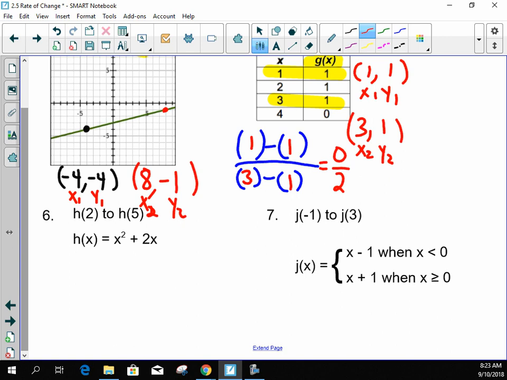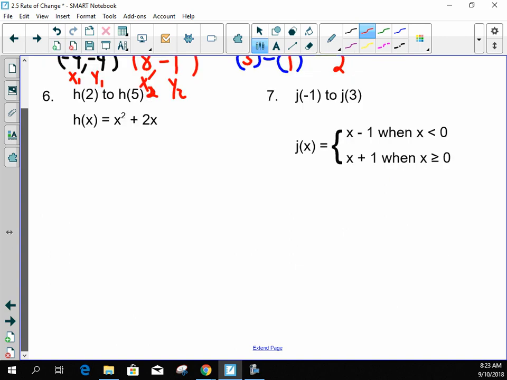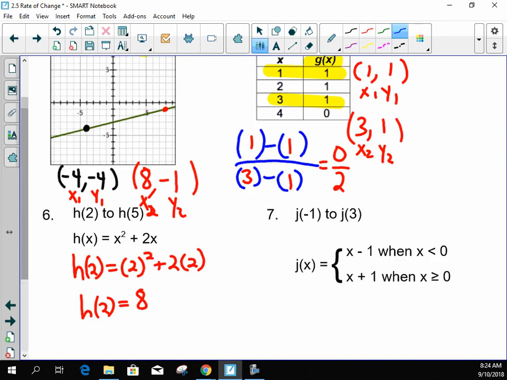Okay, here we go. What value is in the parentheses, children? That is your x value, yes. So, h of 2 equals 2 squared plus 2 times 2. H of 2 equals 8. 2 squared is 4. 2 times 2 is 4. H of 2 equals 8.